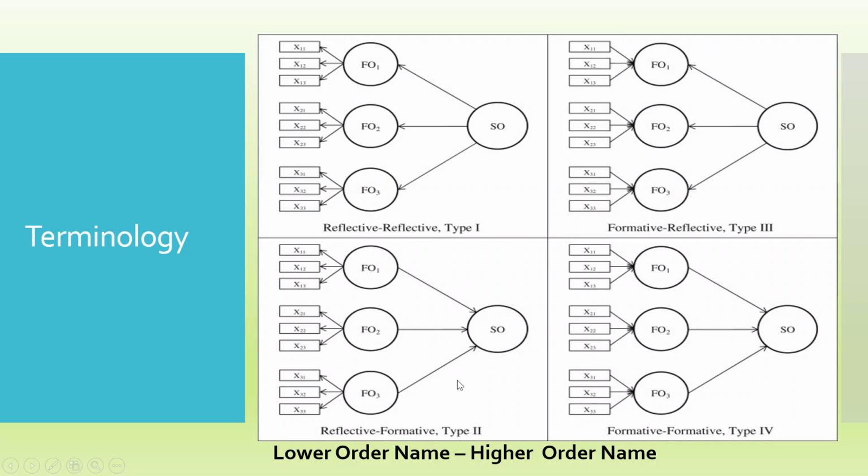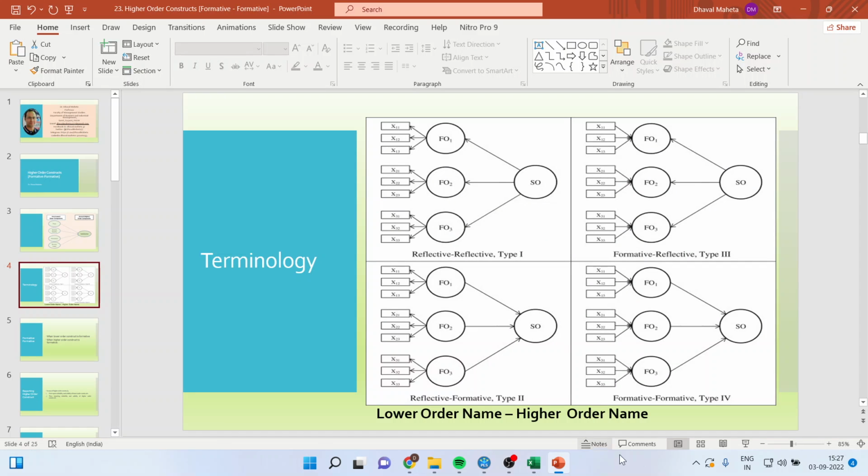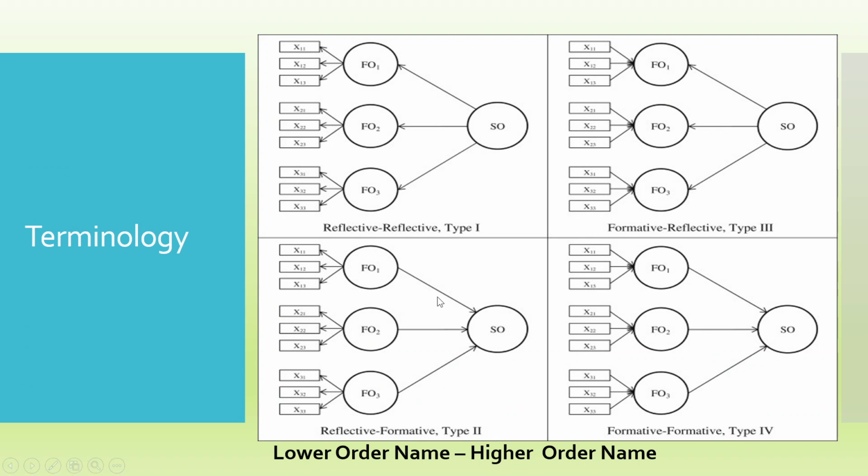If I talk about type 2, in this case, you can see in lower order, arrows are moving out. So therefore, the lower order is reflective. But in higher order, arrows are moving inside and therefore it's formative. So type 2 is reflective-formative. If I talk about the third model, arrows are moving inside the construct in lower order, so it's formative. In higher order, arrows are moving away from the construct and therefore it's reflective. So it's a formative-reflective model.